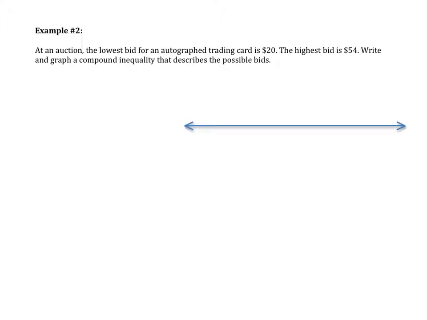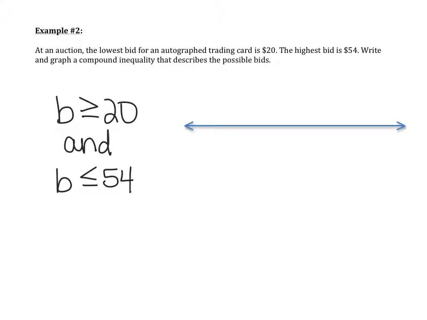Example number 2, at an auction, the lowest bid for an autographed trading card is $20. The highest bid is $54. Write and graph a compound inequality that describes the possible bids. So the lowest bid of an autographed trading card is $20. So all bids, B, are greater than or equal to 20. At the same time, the highest bid is $54. So all bids are less than or equal to $54. So that means that all bids are in between $20 and $54.